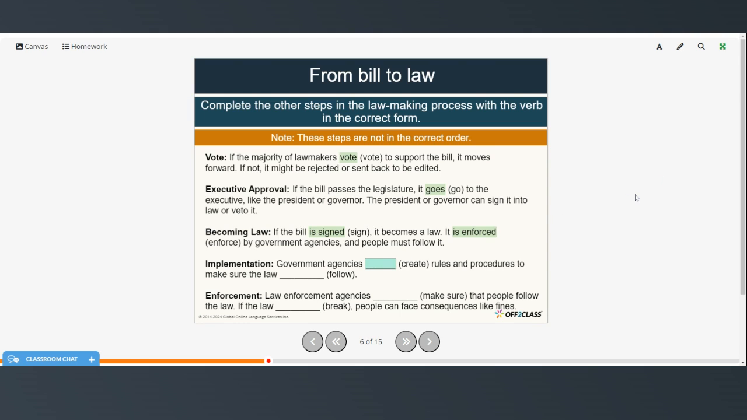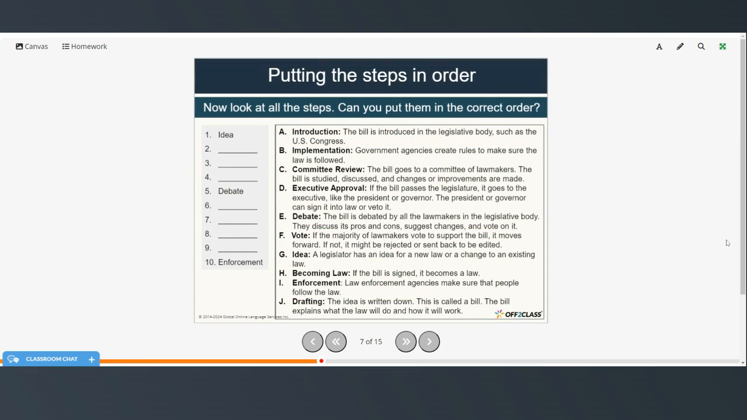And then implementation. Government agencies create rules and procedures to make sure the law is followed. And law enforcement agencies make sure that people follow the law. If the law is broken, people can face consequences like fines.